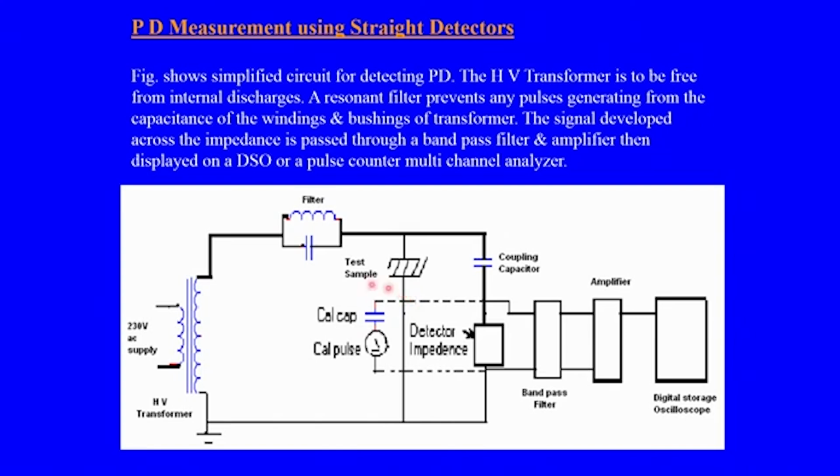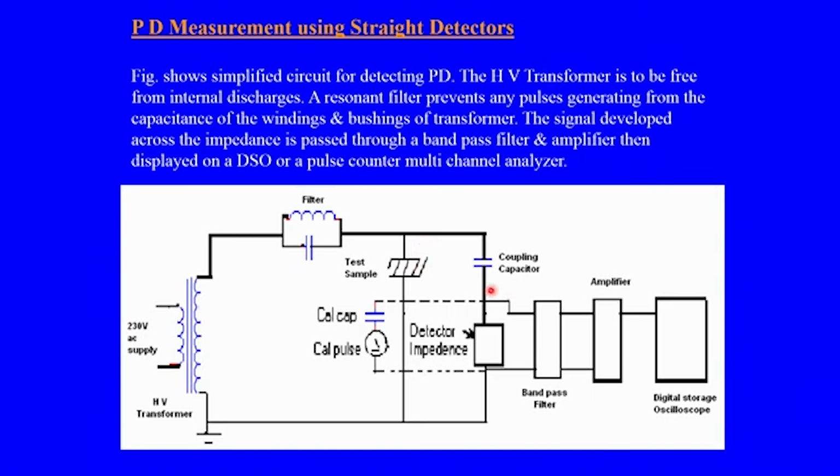And also the bushing of the transformer. So, the transformer bushing or the windings could lead to the discharges. This has to be prevented. That is one of the reasons where the filter acts to prevent the discharges further communicating to the sample.